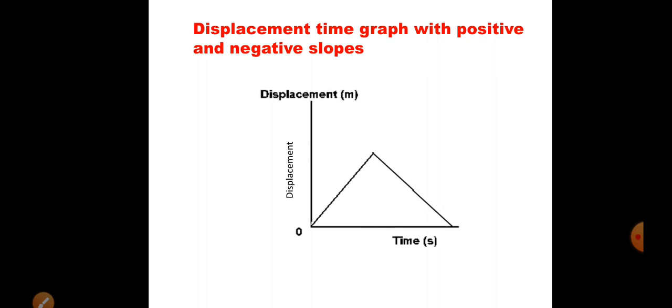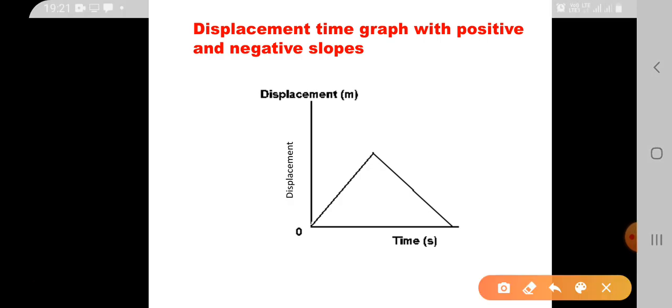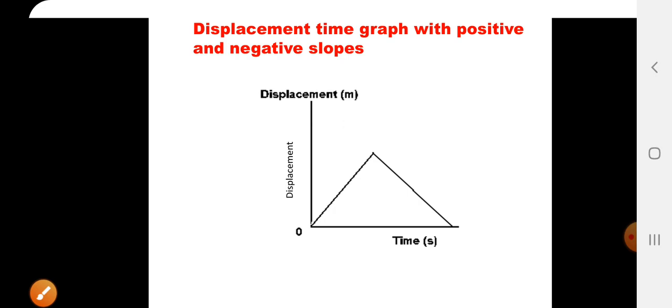So the graph for displacement time for positive slopes and negative slopes, you can see here the straight line which is passing through origin will give you a positive slope, and the straight line which is moving towards the x-axis will give a negative slope. So this is the graph for positive and negative slopes.